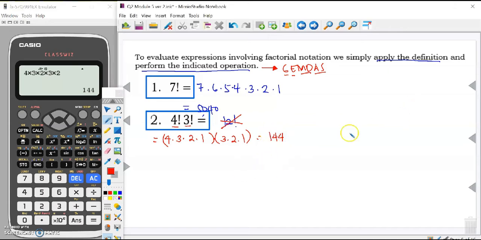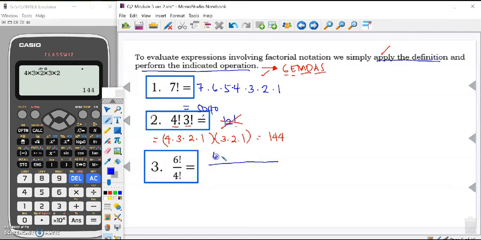Okay, are you getting this? Let's go to our next example. Our next example is 6 factorial over 4 factorial. Again, to evaluate, we go back to the process: apply the definition, perform the indicated operation. So if we apply the definition, we expand 6 factorial as 6 times 5 times 4 times 3 times 2 times 1. And the denominator will be 4 times 3 times 2 times 1.